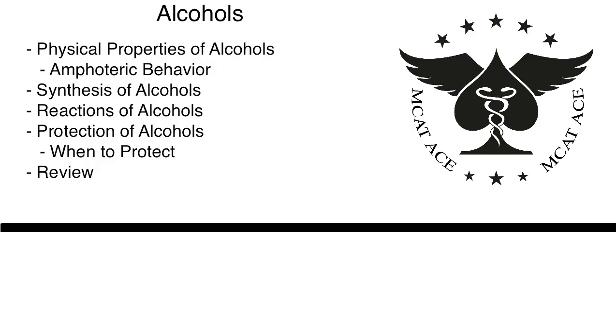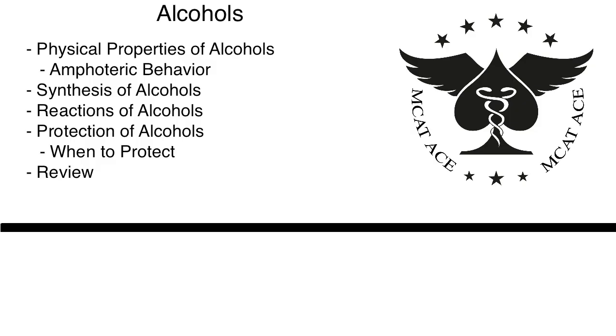So if you put an alcohol in with a strong acid, it'll act like a base. If you put an alcohol in with a strong base, it will act as an acid. So water is another example of an amphoteric substance. It's going to depend on the solution that you put it in terms of its behavior.